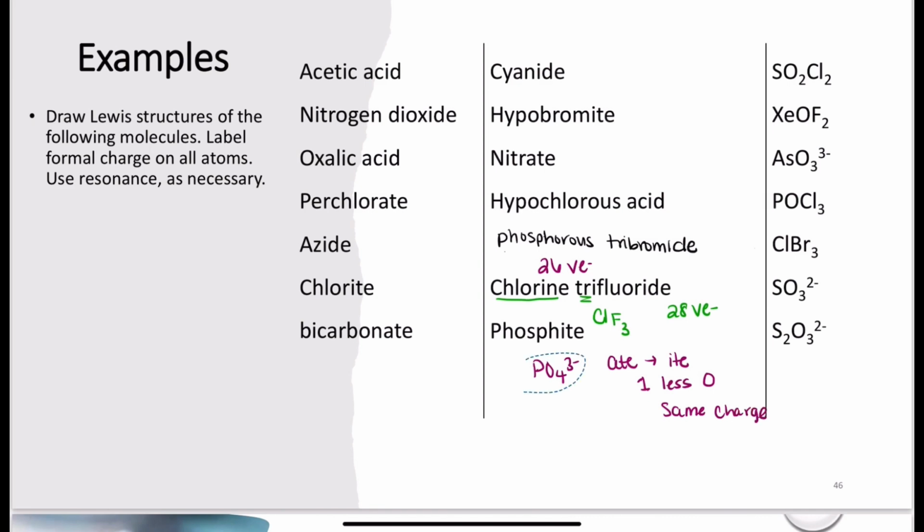So if phosphate is PO4 3 minus, phosphite must be PO3 3 minus. My phosphorus, 5 valence electrons. My 3 oxygen, 3 times 6 valence electrons. My -3 charge, 3 more valence electrons. So 6 times 3 is 18, plus 5 is 23, plus 3 is 26.